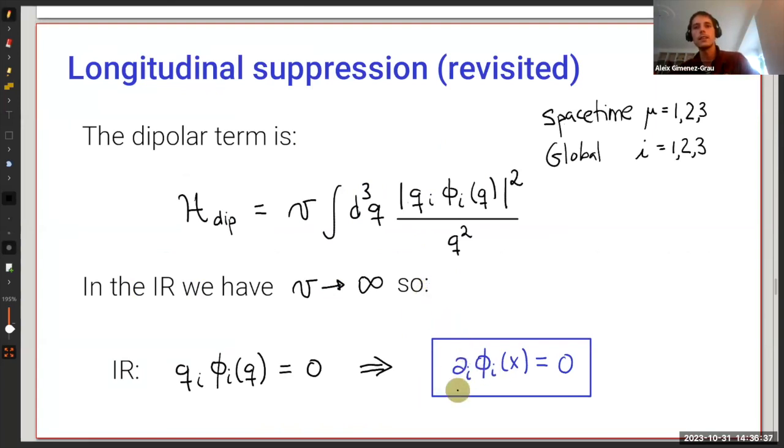So indeed, this equation is a bit confusing, because sometimes it would be something like d mu phi I, right? That's the type of indices we are used to. And here instead we are contracting them with each other.